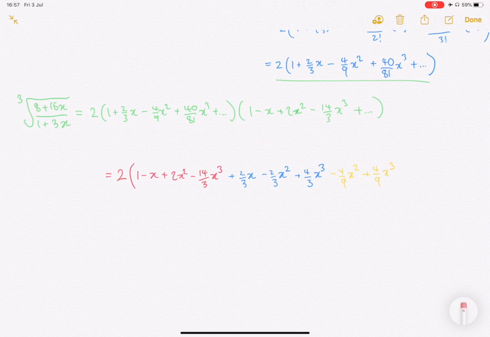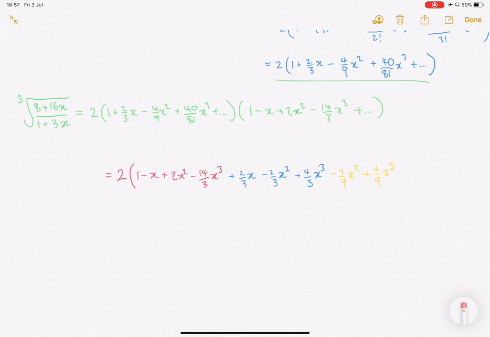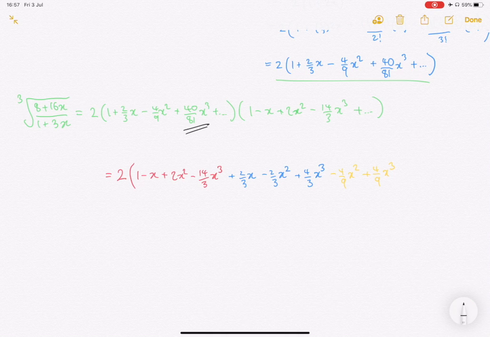And finally, we need to multiply 40 over 81x cubed by all of these. But actually, the only one we need to do here is the 1, because multiplying with those other terms will give us x power 4, 5, 6, etc., which we're not interested in. So this is just add 40 over 81 x cubed. And then all our other terms are going to be higher order terms.